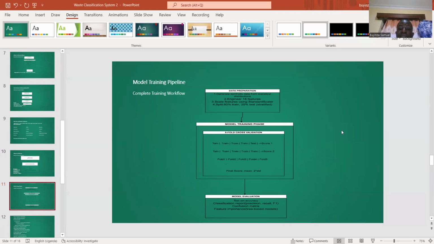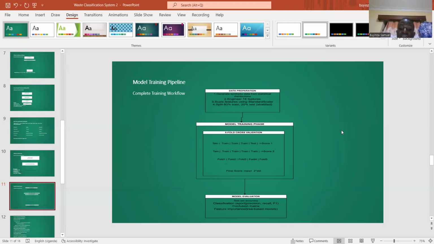So when we come to the model training phase, here we majorly have the 5-fold cross-validation, where we train the model. We first get the first score, the second score, that will eventually lead us to the final score, where we have the mean, plus or minus 2 times the standard deviation, to get us the final score.